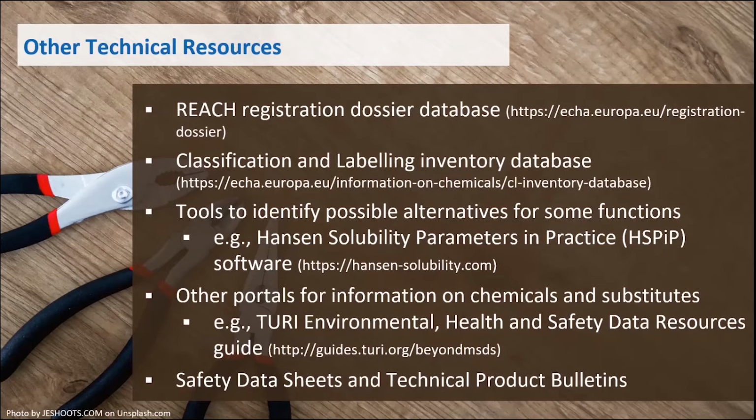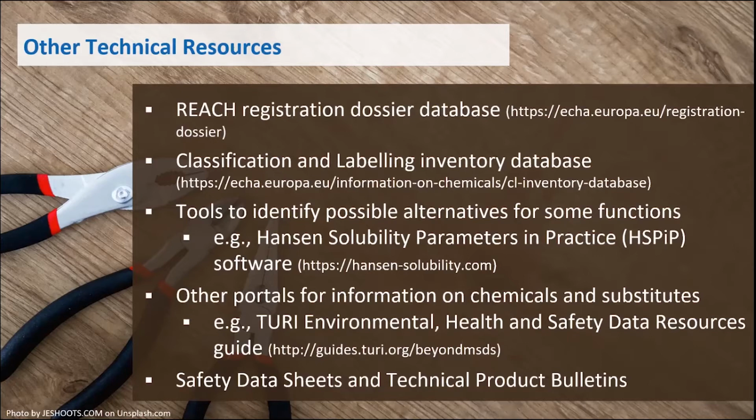That can also be done with the classification and labeling inventory database. These are both really quite rich resources that you can take advantage of. There are tools out there that can also assist in determining if there are possible solutions to your use of toxic chemicals. So for instance, solvents are commonly used in many, many different processes. They're typically solvents that have been used for a very long time and are quite affordable and well understood.